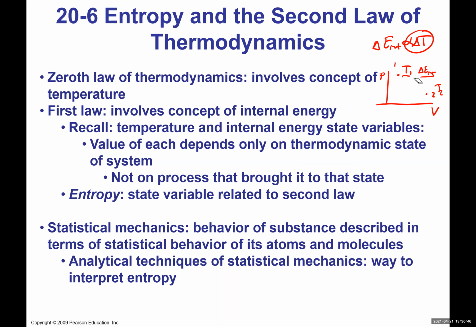Now, one thing we have here is that entropy is another state variable, and it's related to the second law. Being a state variable means that it's path independent. That means I can look at entropy at state one, entropy at state two, and see how entropy would change if we go from one to two.